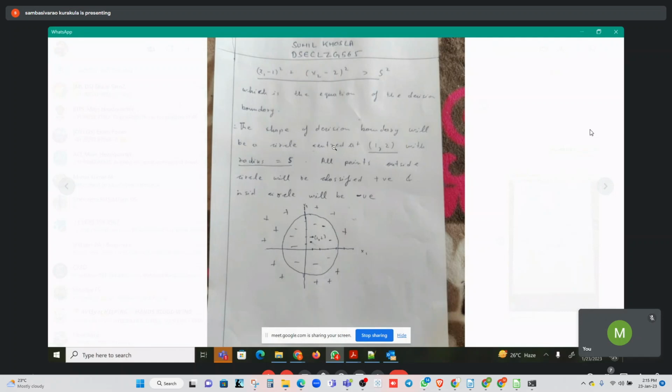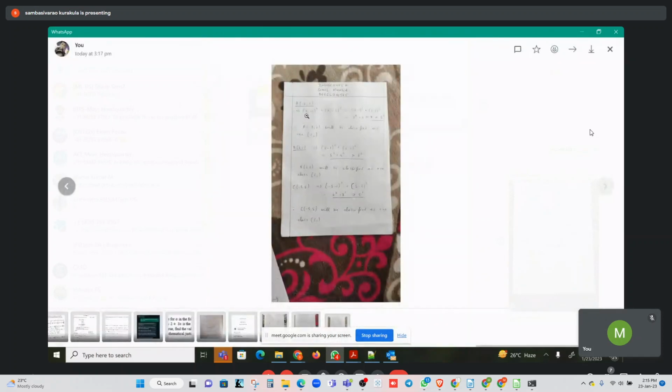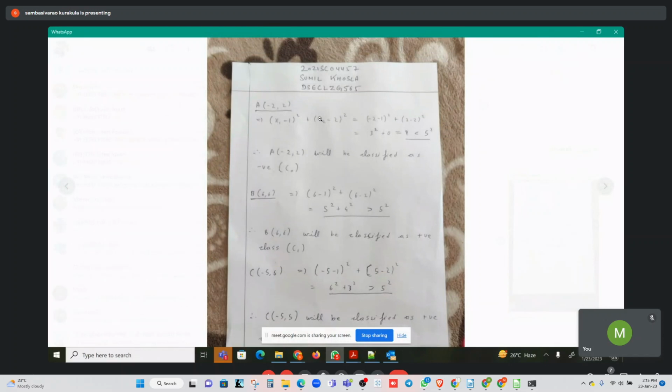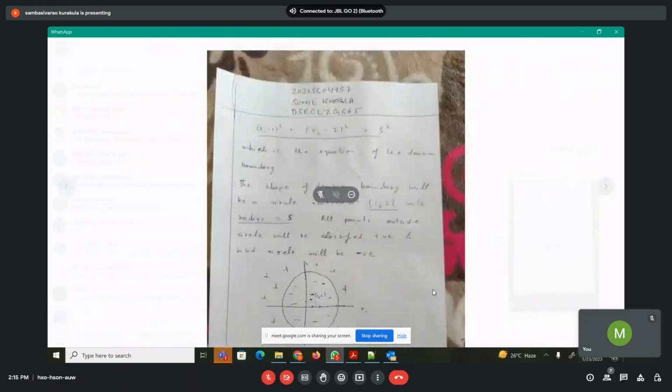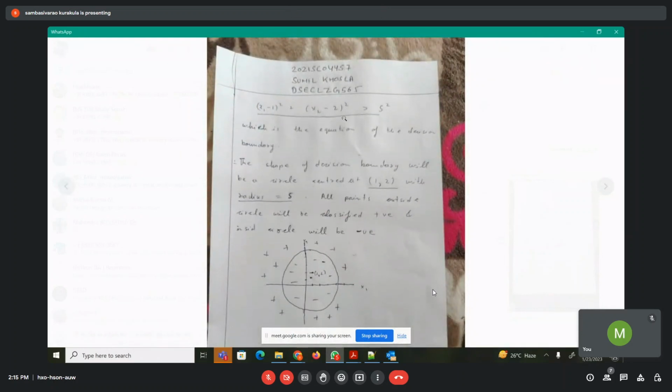So this is what they ask us to do, the decision boundary. 3 marks are given for this, and the other 3 marks are given for classifying these points, 2 comma 2, whether it is plus or minus. We have the circle equation, right? So we need to substitute the x1, x2 values in the equation. If the equation is satisfied, you classify it as yes. If not, you classify it as no.